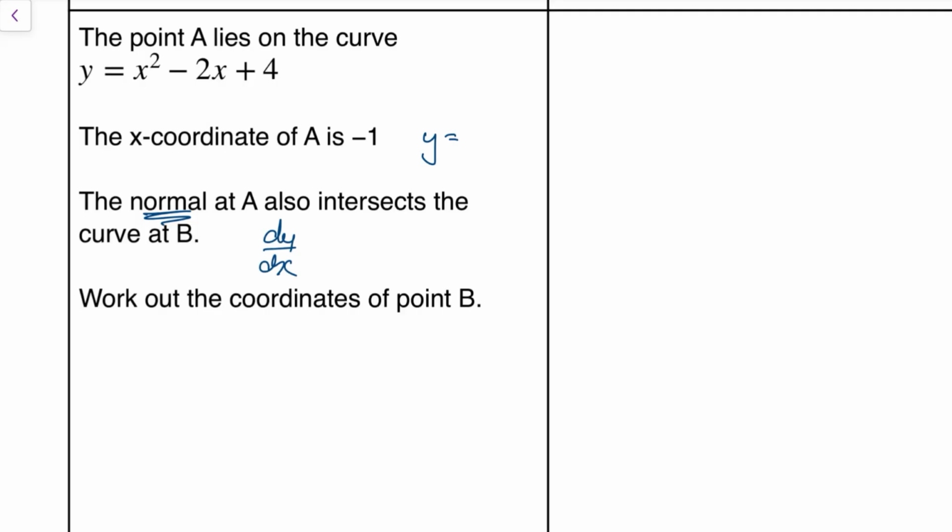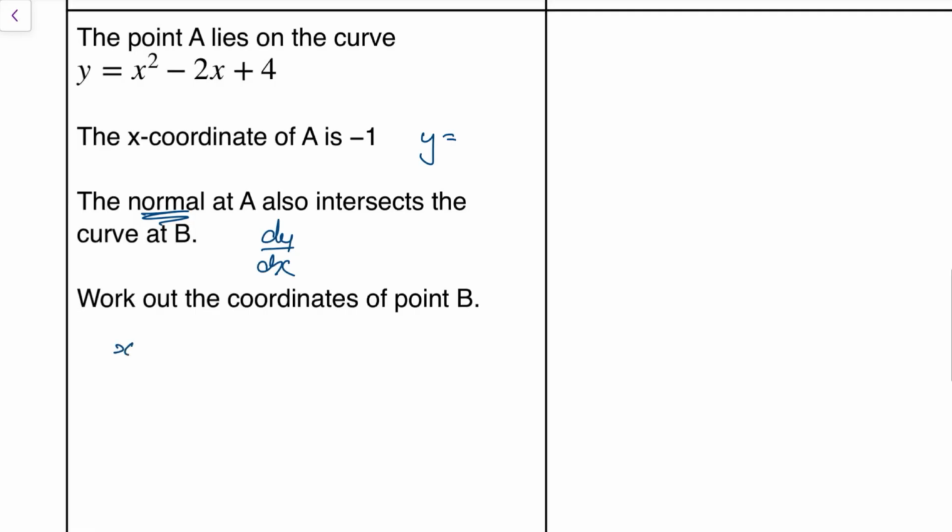So as I said, the first thing I'm going to need to do is say that x is equal to -1, which means that y is equal to, well, I'm putting it into here. So -1 squared is 1, -1 times -2 is +2, and +4, and 4 + 2 + 1 is equal to 7, which means A is equal to (-1, 7). So far, so good. Next part of the question, let's differentiate.